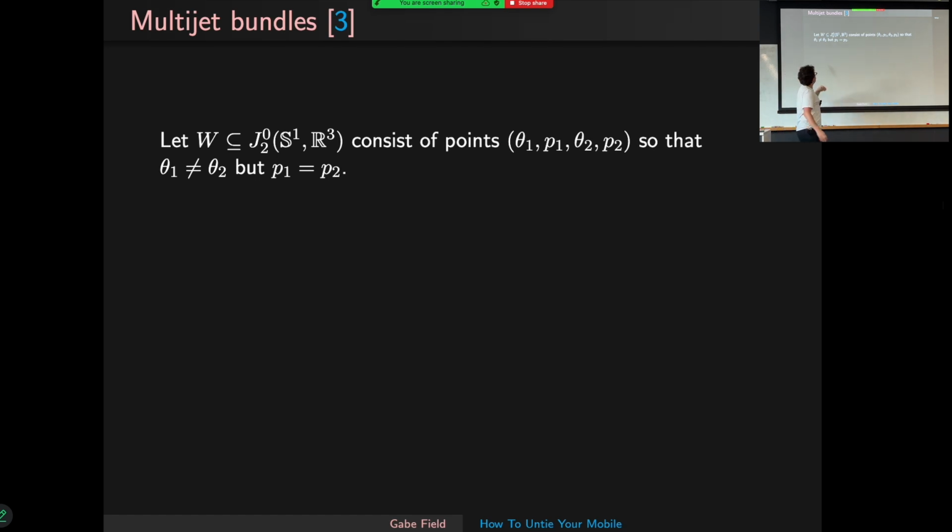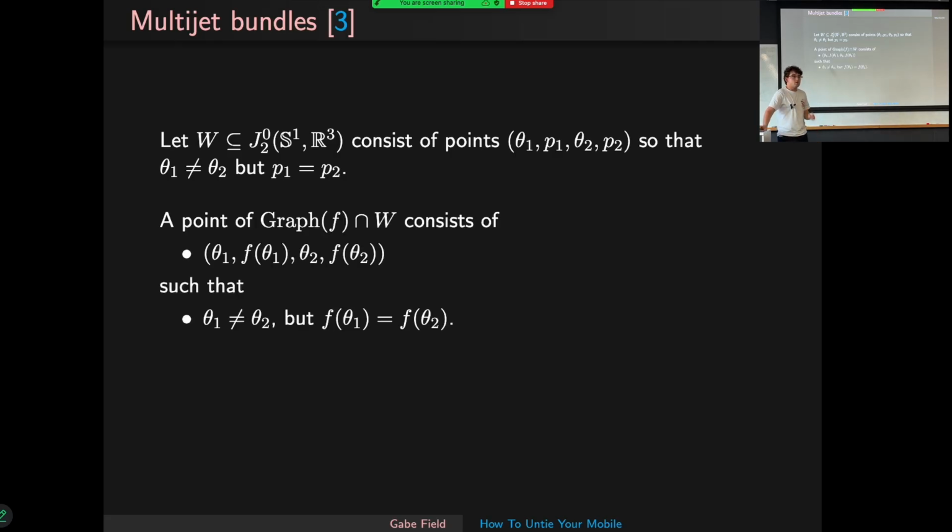So, let W be a submanifold of J02 from S1 to R3. So the points in them are 2 input points, let me call them theta1 and theta2, coming from S1. And we're going up to 0th order in the output, so just the output points, P1 and P2. The condition I'm going to prescribe is that these have to be distinct input points, but also the outputs are required to be equal.